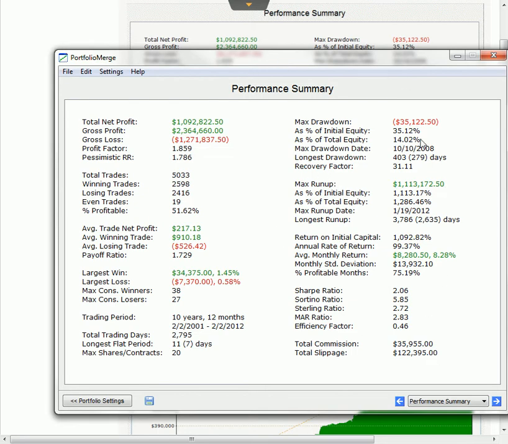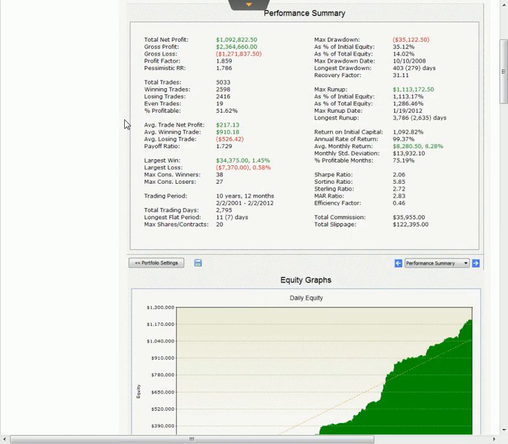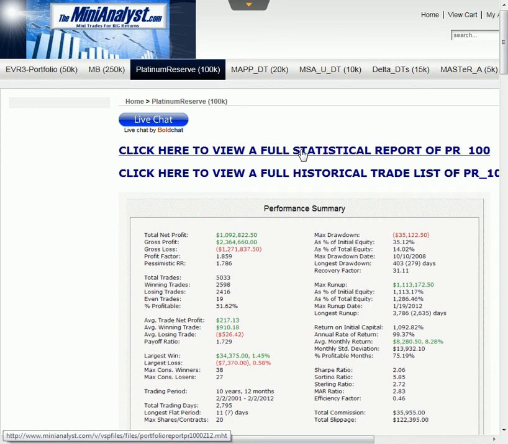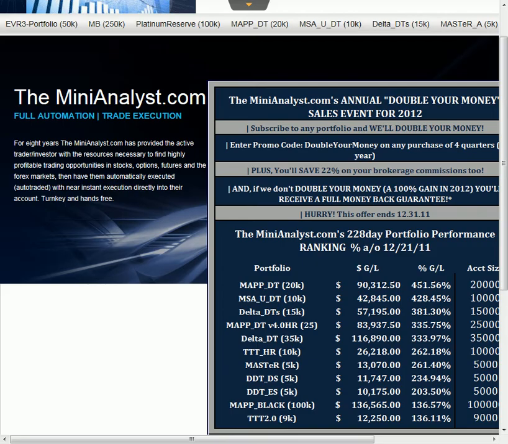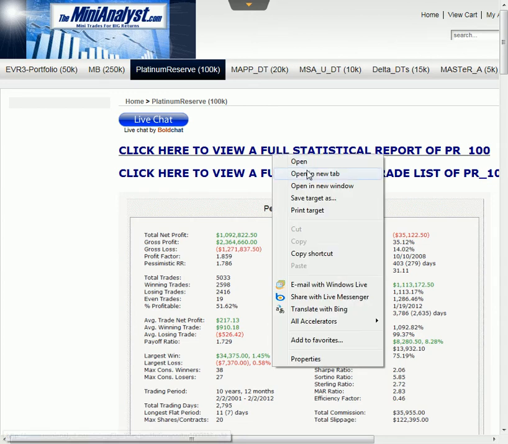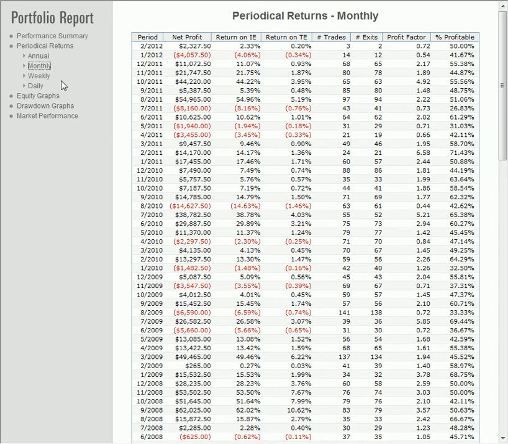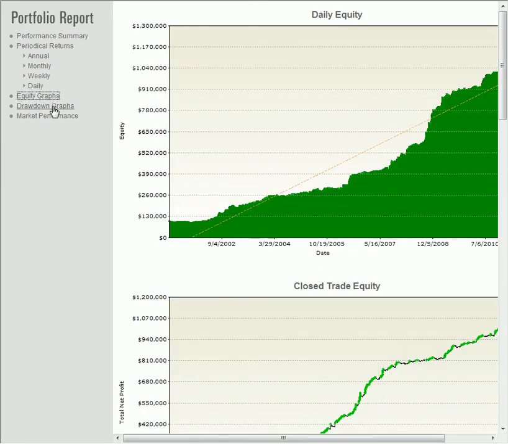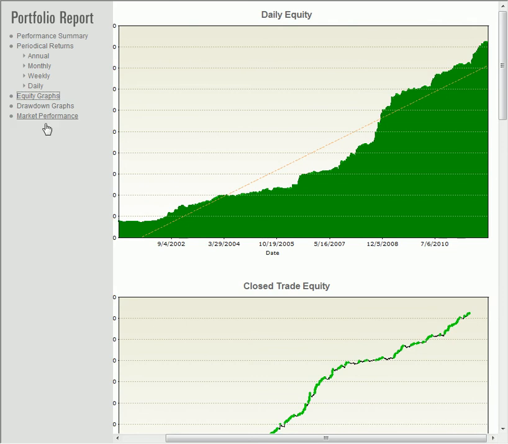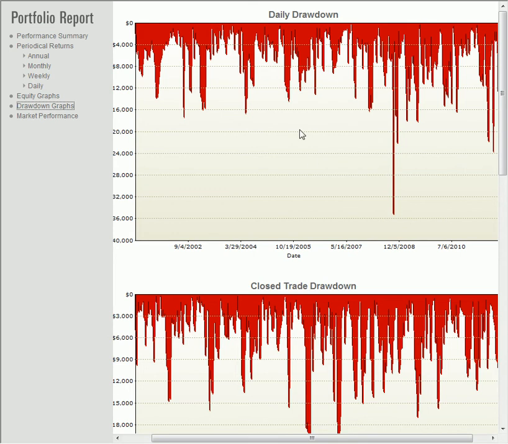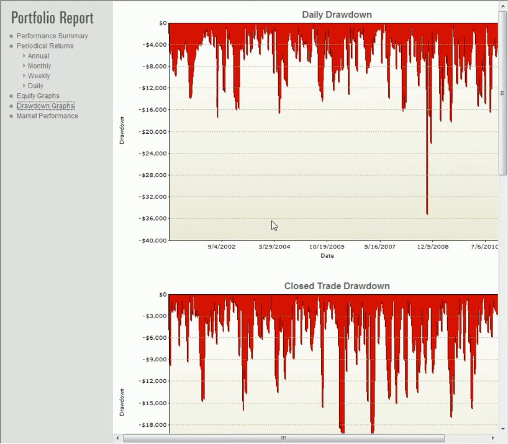But what's interesting is you can actually get all this data by just going to the website Platinum Reserve 100 and clicking here for a full statistical report. I guess we closed it, so I'll open that up for you, and that'll bring up the statistical report. You can get a lot of the information: the performance summary, monthly returns, and particularly the equity graphs and drawdown graphs are of particular interest.